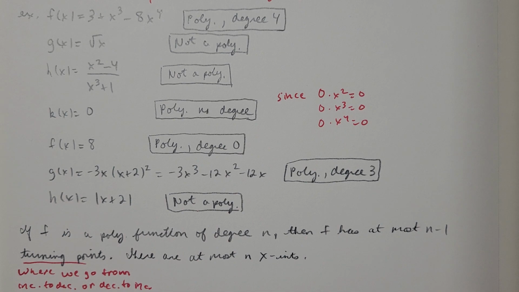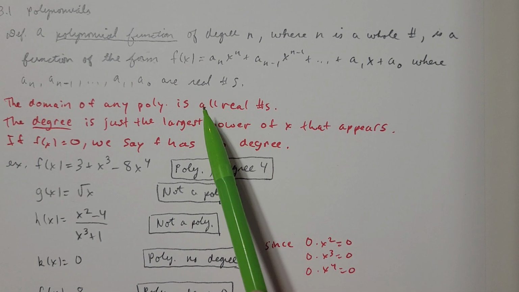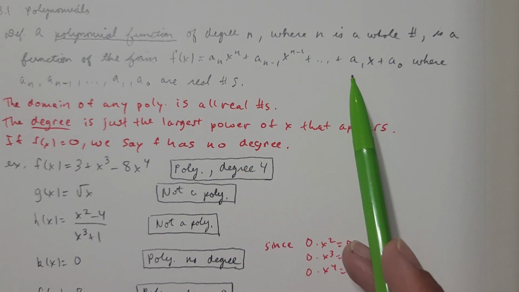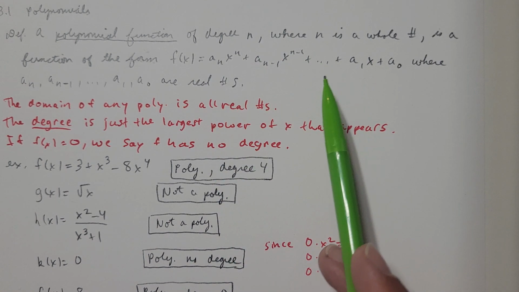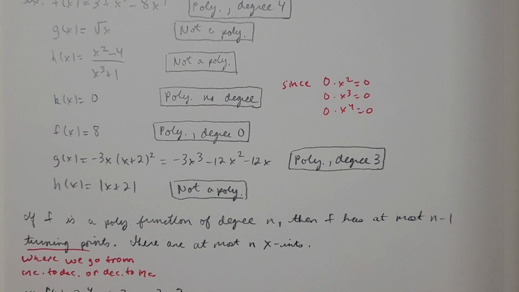Let's try another one. So h of x equals the absolute value of x plus 2. Is that a polynomial? No. So in the definition, we don't have anything involving absolute value bars here. So any function involving absolute value bars, those are not going to be polynomials.